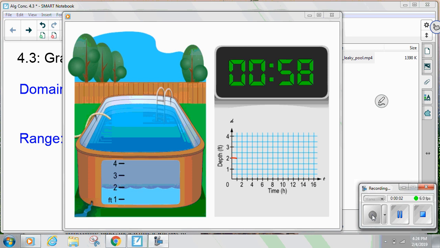All right, we've been talking about functions a lot lately, so we're going to take that a little bit further today, and we're going to talk about functions on graphs. So real-world functions, what do they look like on graphs, and how do we interpret them?